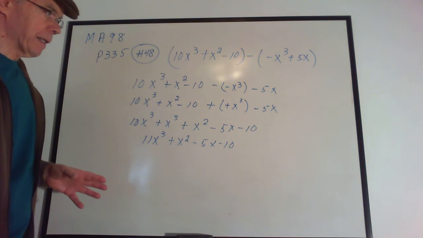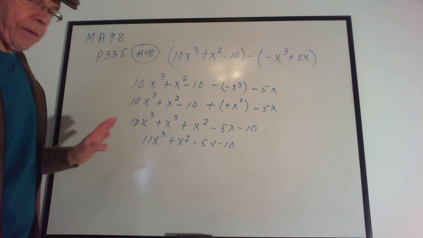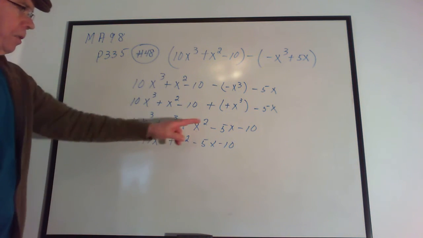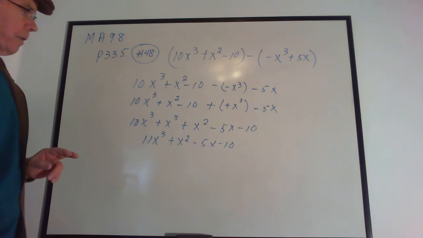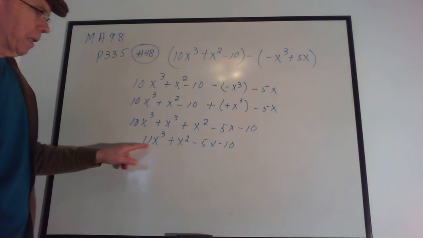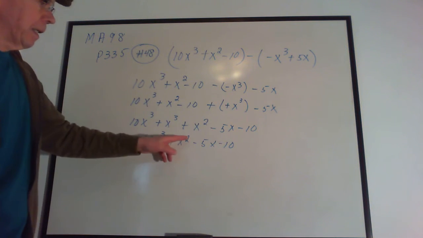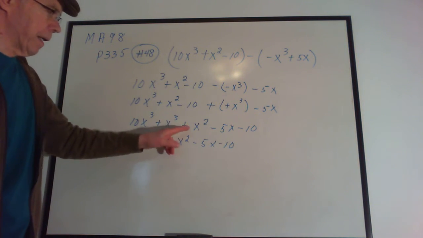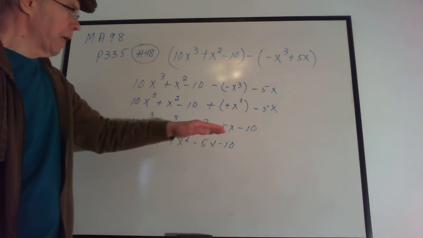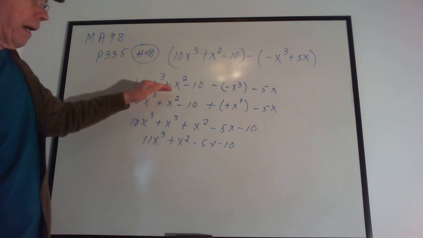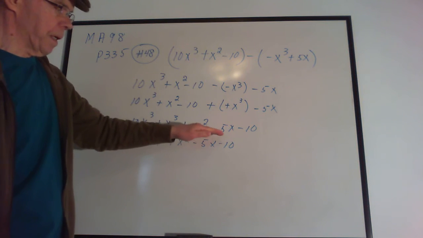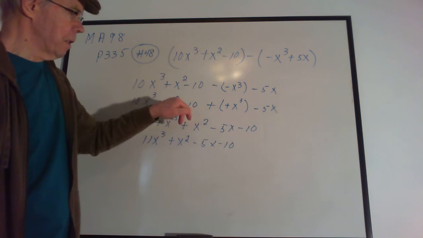I can only combine variables that are the same and have the same exponent. So I can combine this with the 10x cubed, which gives me 11x cubed. I don't have an x squared here, so I just rewrite the x squared minus 5x. I don't have an x here, so it just becomes minus 5x minus 10.